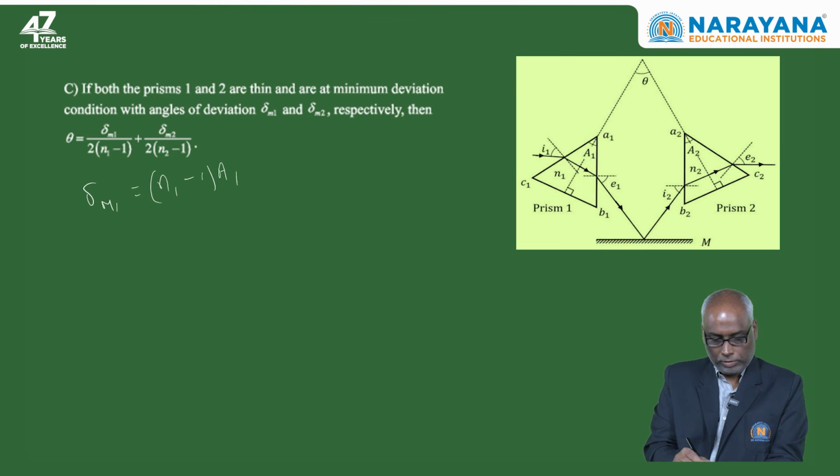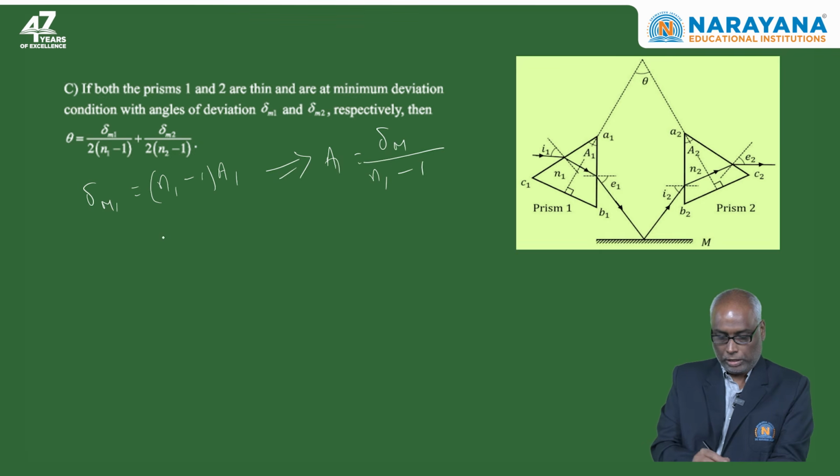A1 will be equal to delta minimum divided by N1 minus 1.